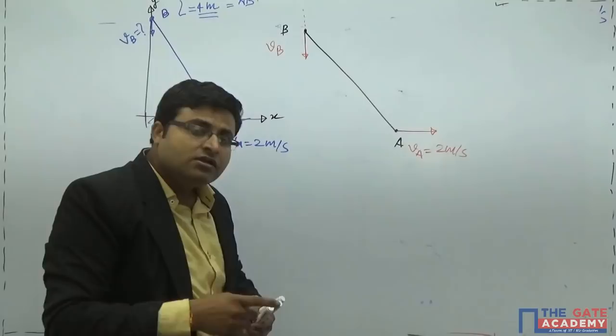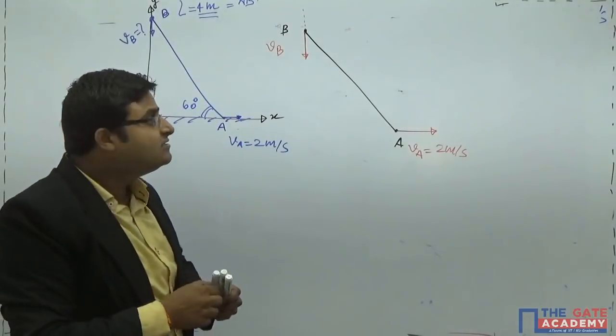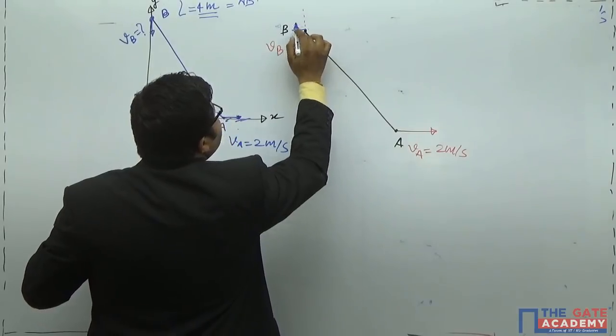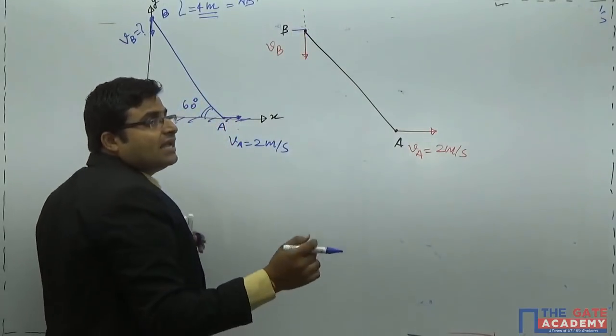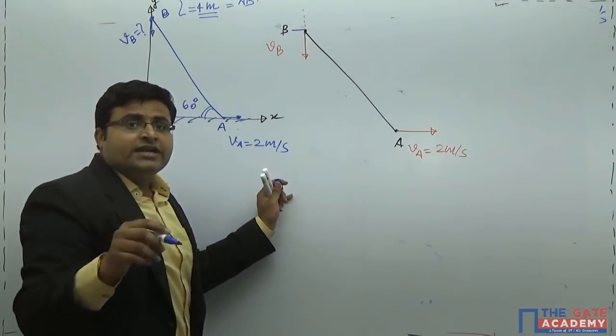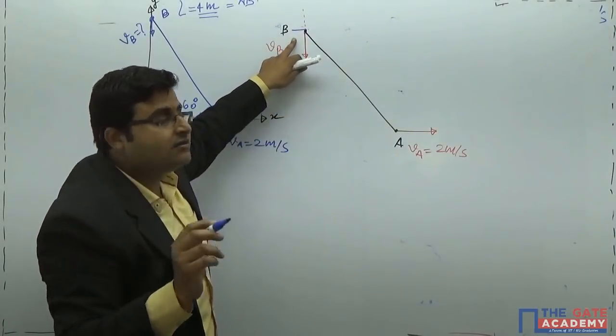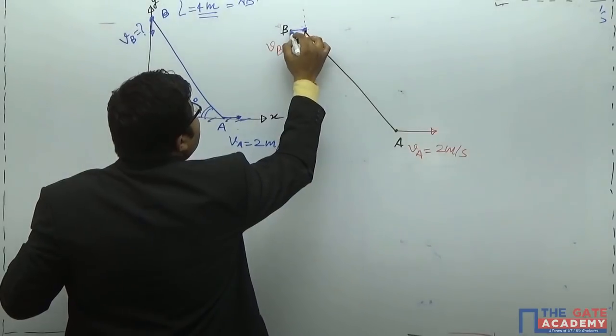Now what we need to do, just draw perpendicular lines. What perpendicular lines? To that particular velocity vector, and from which point? The point at which the velocity vector is known to you or you have to determine. Okay, so this is the point where we have to determine.